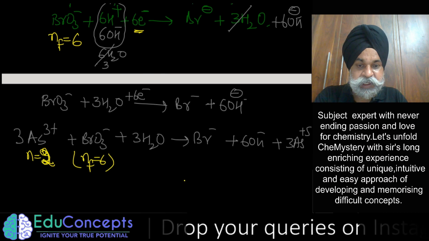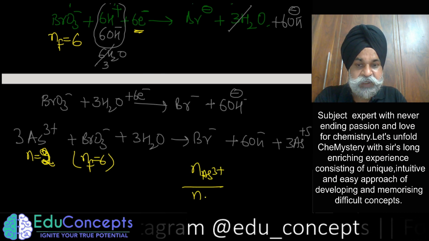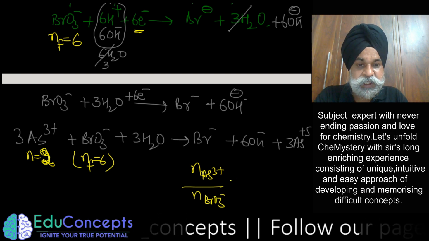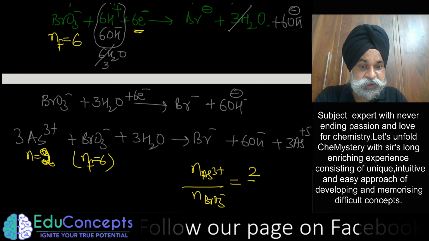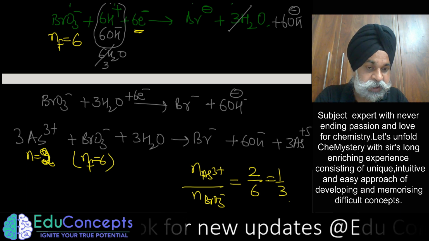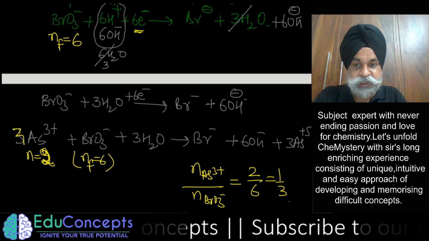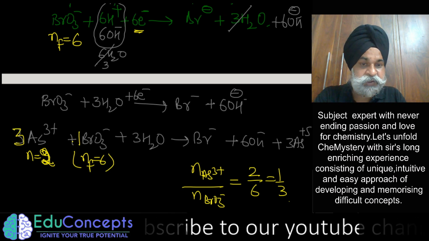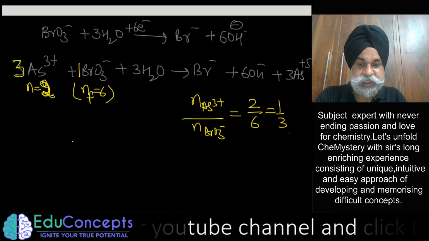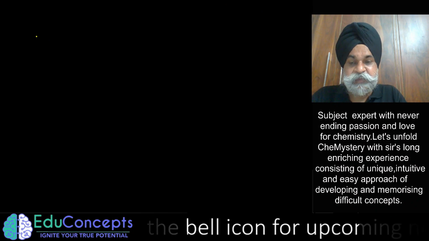So if you take the N factor ratio of arsenic 3 positive upon the N factor ratio of BrO3 negative, again you have to understand this is 2 by 6, that is 1 by 3. So whatever N factor ratio you come across, do the reciprocal, that is the stoichiometric ratio, that is 3:1. Is it okay? Now once you have balanced the equation, you can simply apply the mole concept.